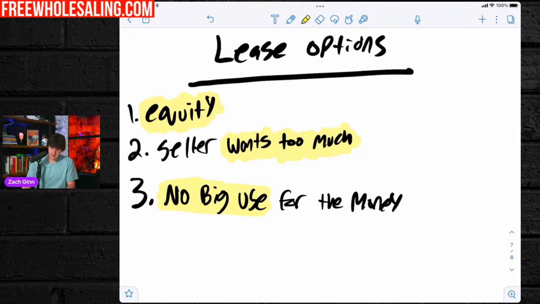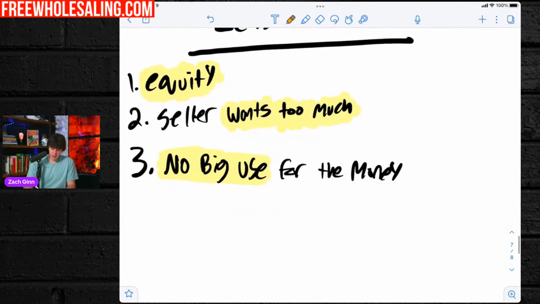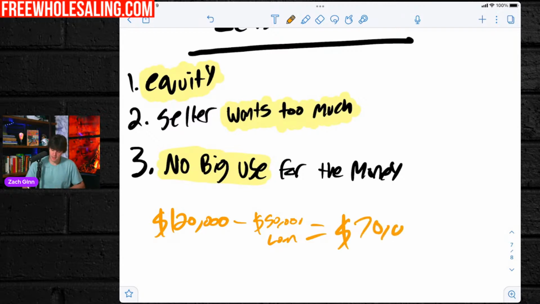So for example, let's break down a quick example here. If I have a seller, and I agree to buy his house for $120K. Let's say he had $50K in a loan. He'll get at the end of that term $70K, right? Let me check my math, because I'm stupid. All right, $70K. That's what I thought. He'll basically get $70,000 at closing.